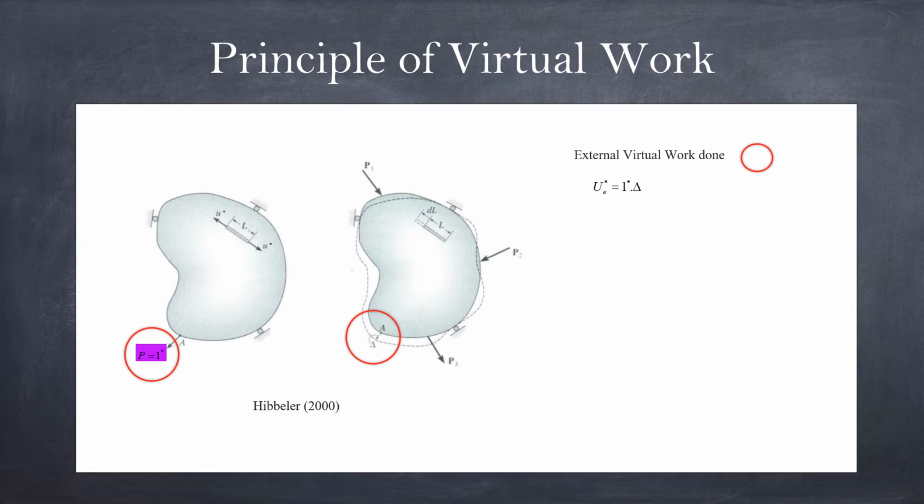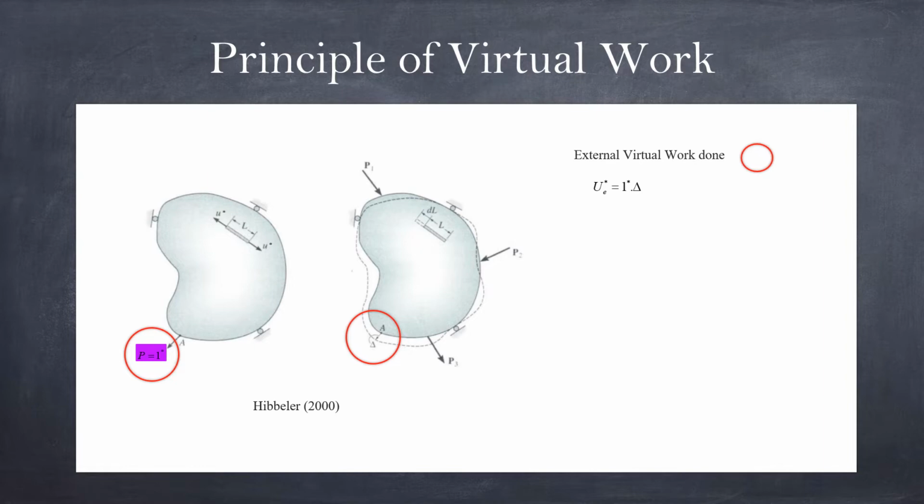So in this case, notice that the 1 star, the virtual force, is applied at the same place as the displacement we're talking about, in this case point A, and is in the same direction, right? In the same line of direction. It could go against each other. If it's going together, it's positive, of course. If it goes against, then it's negative, of course, right? So basically, this is how we calculate the external virtual work done in this situation, right?